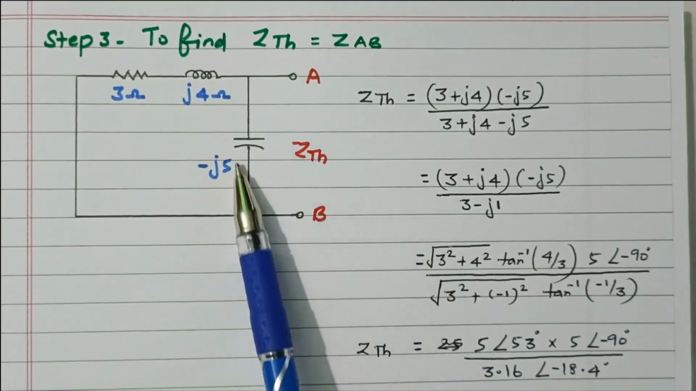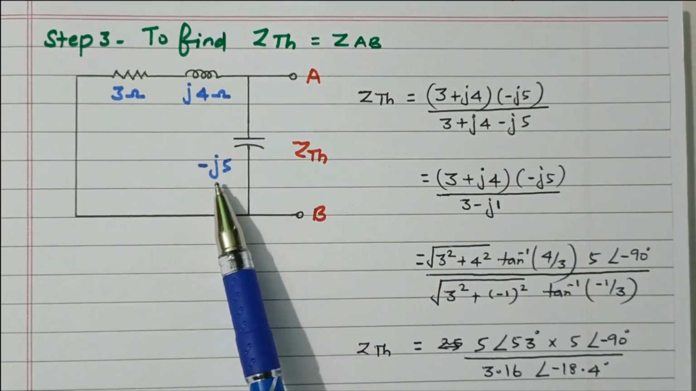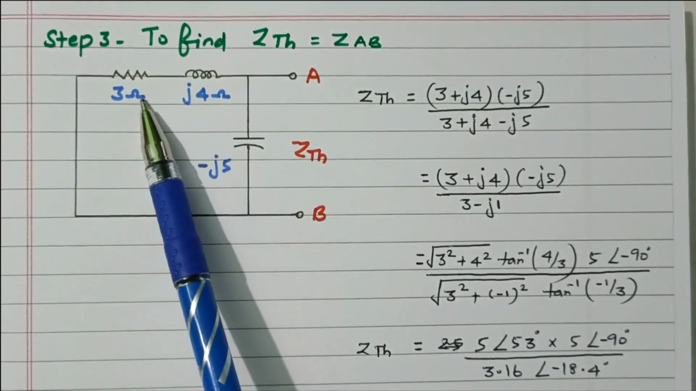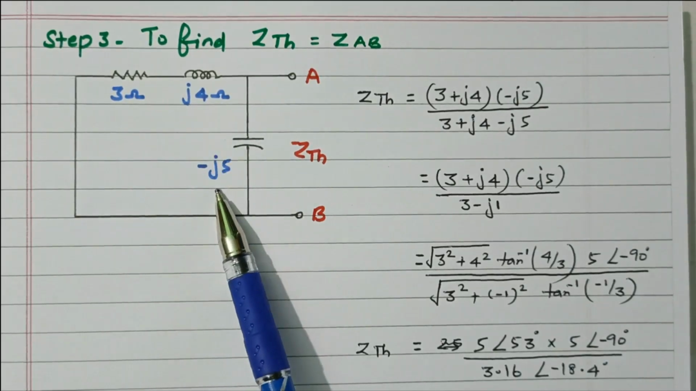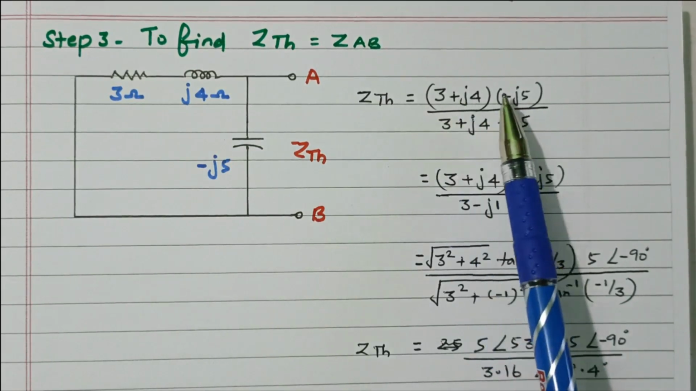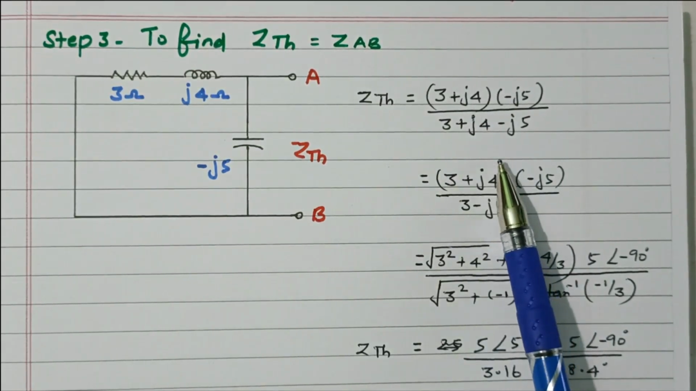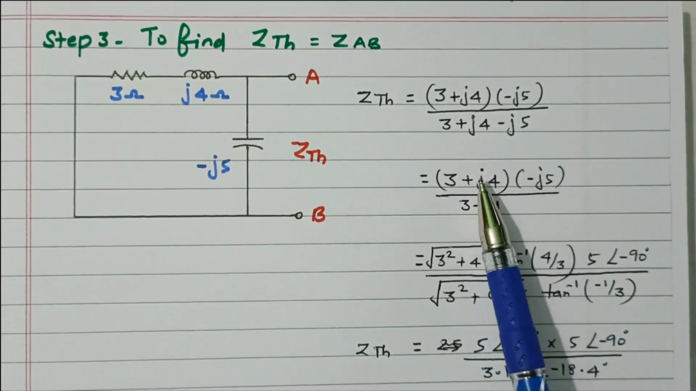So at this point the current is diverted, so these two are in parallel. J5 is parallel with 3 plus J4. These two are in series. 3 plus J4 in parallel with minus J5. So the formula for two parallel things is R1 into R2 divided by R1 plus R2.